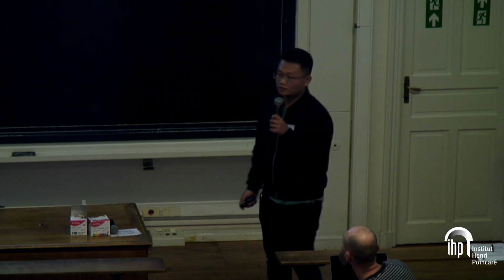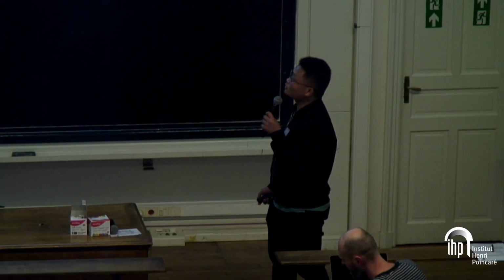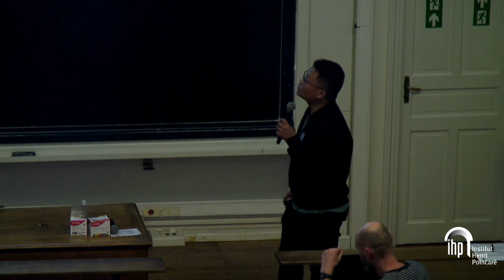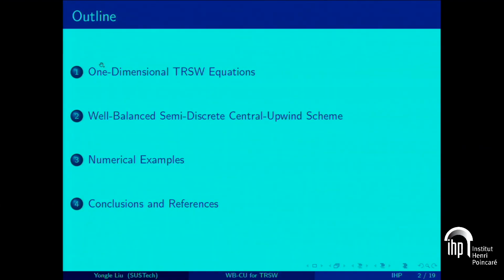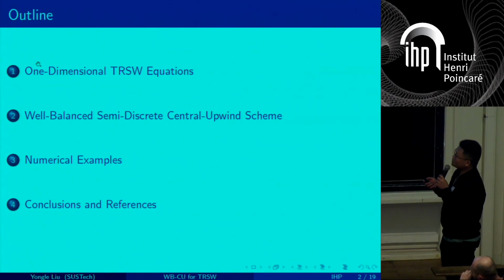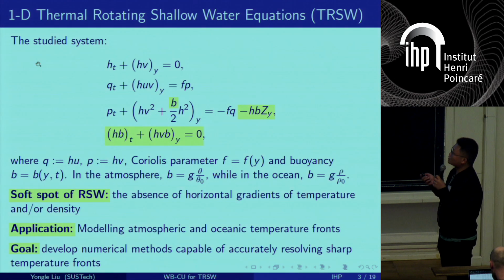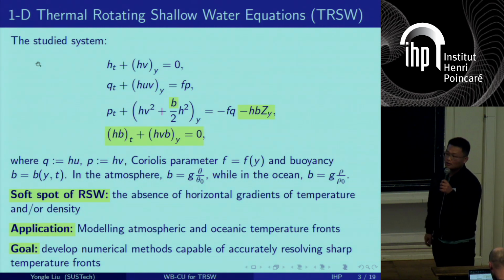Okay, this is the outline. I will first briefly introduce the one-dimensional thermo-rotating shallow water equations. Then I will mainly introduce the proposed well-balanced semi-discrete central-upwind scheme. After this, I will show you some numerical examples to verify the proposed numerical schemes, and then some short conclusions.